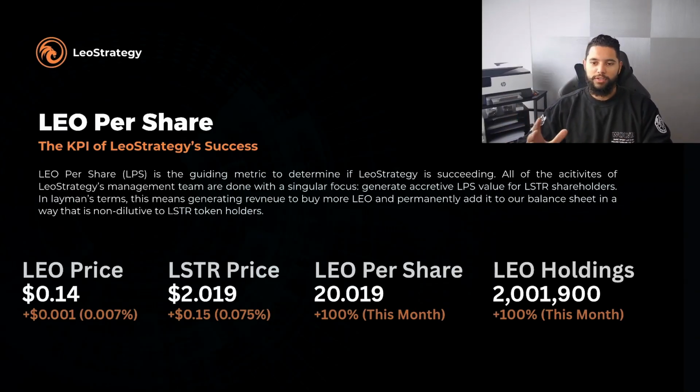One of which is called Surge, which kind of mimics STRK, and I believe the slides will get into that later. But just to finish this out, it shows the Leo price, the LSTR price, and then the current Leo per share, or LPS, which is 20 or 20.019. And by the way, it's up 100% this month, so it's doubled in the 30 days, I think. And then the Leo holdings, which are just over 2 million Leo, have also doubled this month.